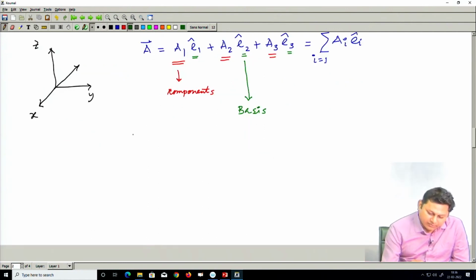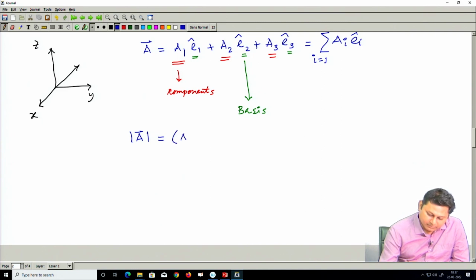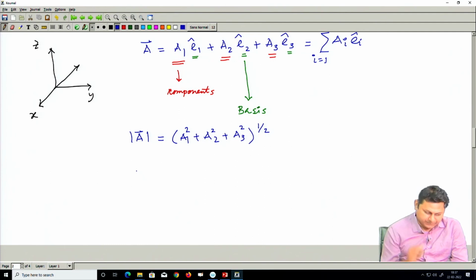Now if I want to find out the magnitude, the way we define that, what should be the magnitude of this vector if it is given in this component form with basis, the magnitude should be simply the sum of all the components squared, and the root of that. That should be the amount of the magnitude.